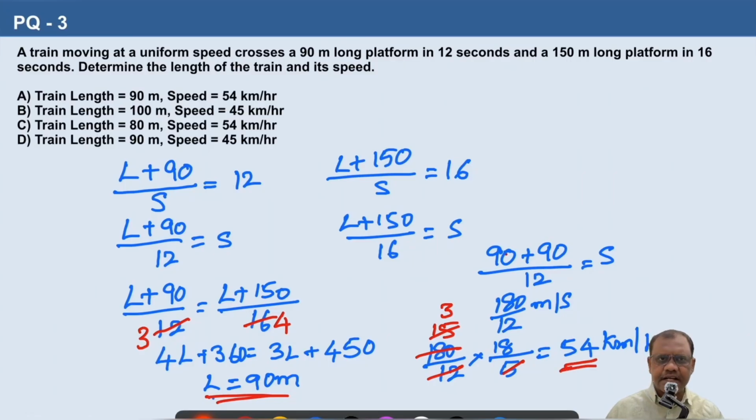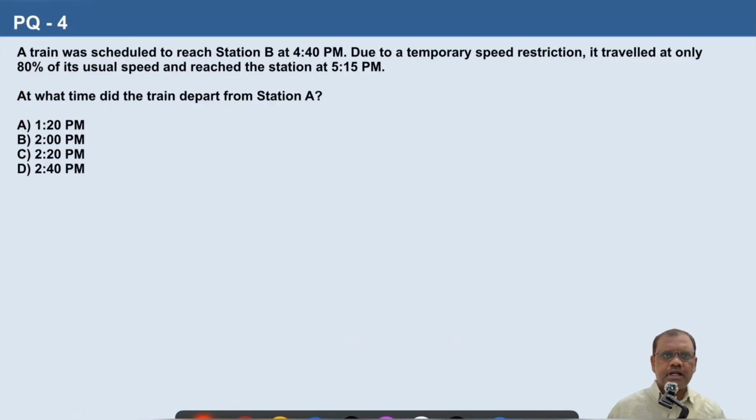Length of the train is 90 meters. Speed of the train is 54 kilometers per hour. So option A is the correct answer. Now let us see question number 4.